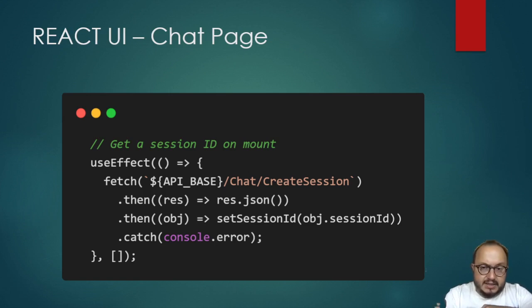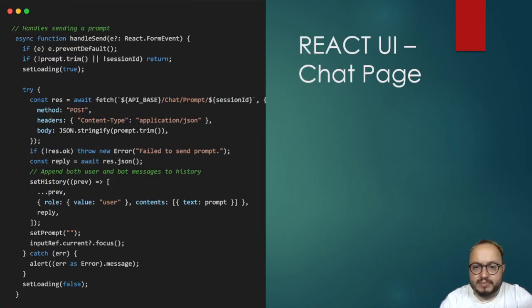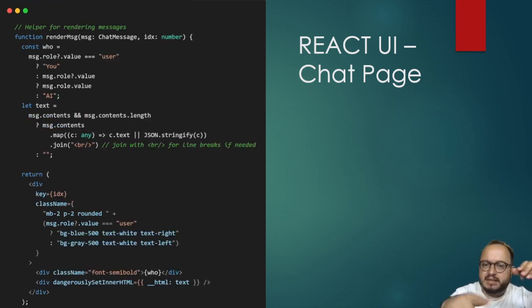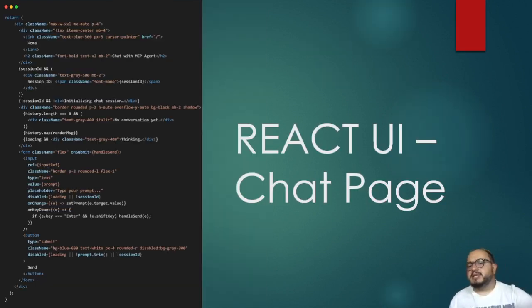Get a session ID on mount. Handle sending a prompt like this. When a reply is received, append both user and bot messages to the history. This way, we can render messages from the agent API. Finally, we render the HTML of the chat page: a home button, a title called Chat with MCP Agent, and the session ID underneath, until then it will show initializing session. It will render the chat history and an input box with a send button to be able to send prompts to the server.